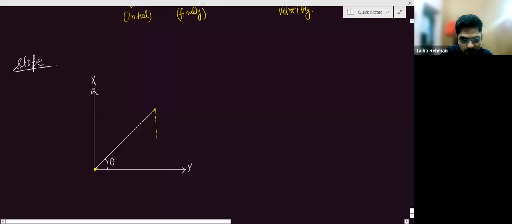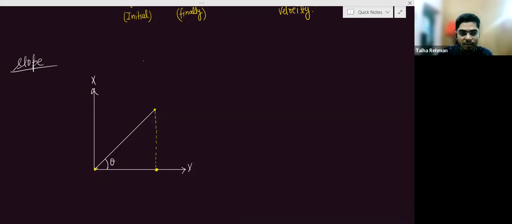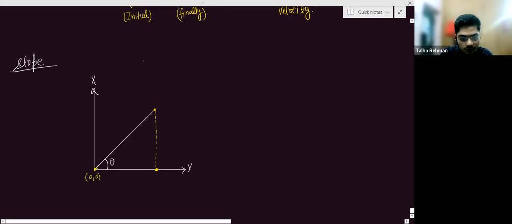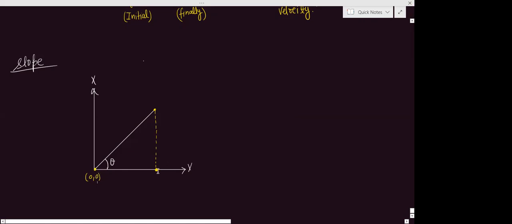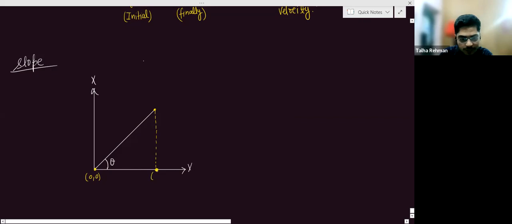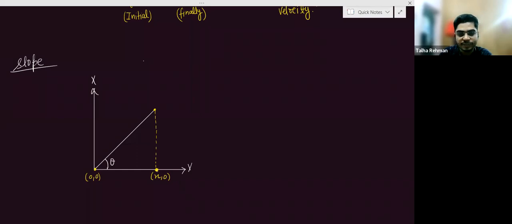Now join this. Okay. Suppose here the coordinate is 0 comma 0. The coordinate of this point is 0 comma 0 because this is the starting point. So here the coordinate is x comma 0.